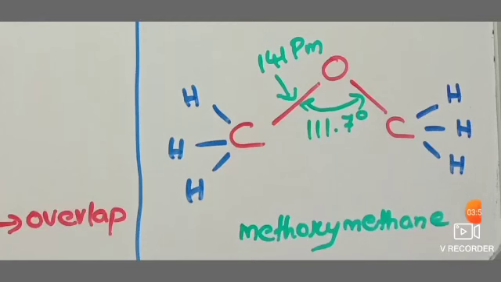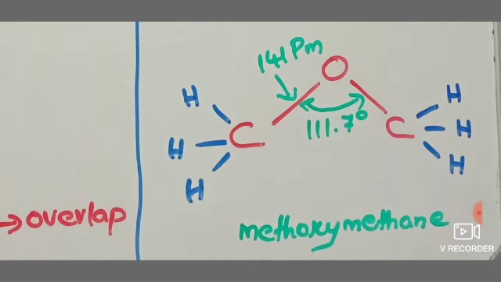Now in ether, you are able to see the bond angle between COC is 111.7 degree, and the bond length between carbon and oxygen is 141 picometer. The bond length is almost same like our methanol, but bond angle is higher than the tetrahedral bond angle. The structure is almost like tetrahedral, but bond angle is more than tetrahedral bond angle.